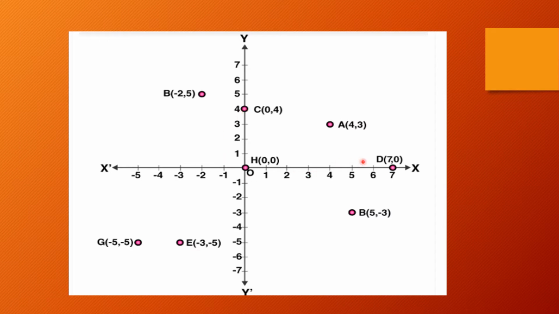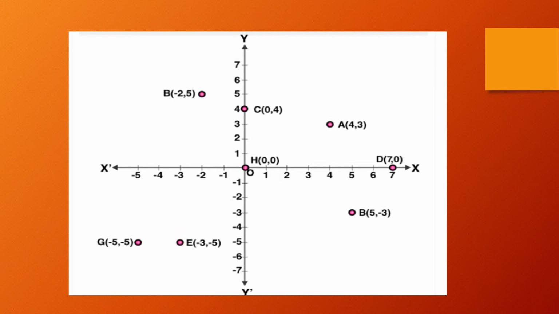D of (7, 0). Take 7 units along the x-axis, and y is already 0 because it is given as 0. On the x-axis, y is 0. So it intersects over here, D of (7, 0). E of (-3, -5). So where is -3 along the x-axis? Here, and -5 along the y-axis is over here. So the intersection of (-3, -5) is E.